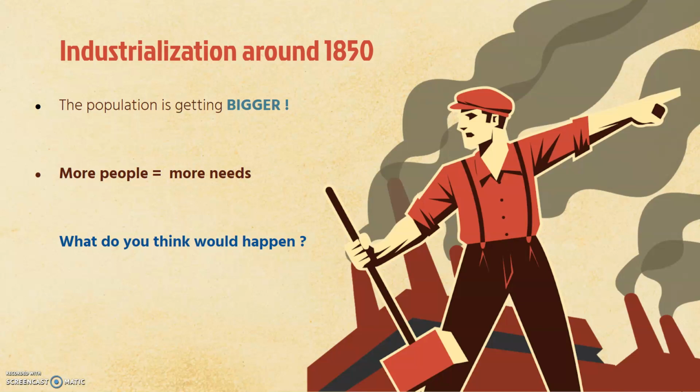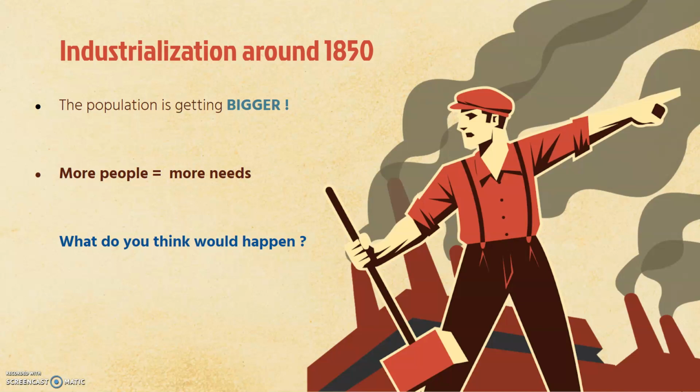More and more people, that means more and more needs. Donc, plus la population est grande, plus on a des besoins. Well, what do you think is going to happen? Qu'est-ce que tu penses, qu'est-ce qui va arriver? Well, if we have more people, we have more needs, then we have to produce more. On doit produire plus.